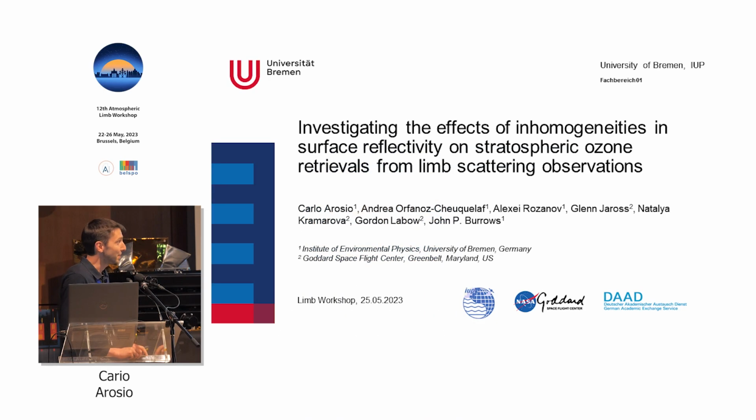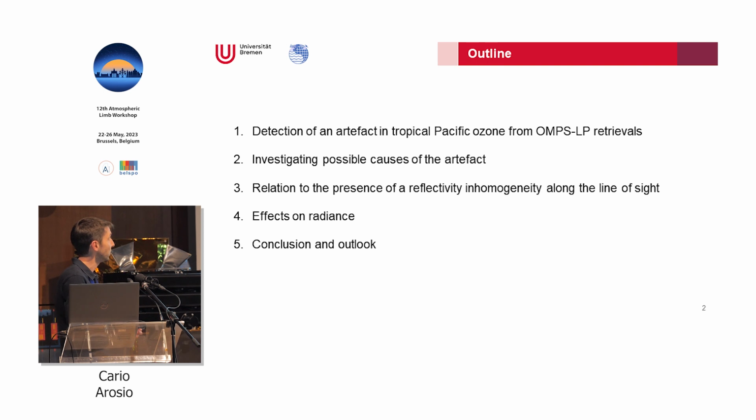I'm going to present an artifact in ozone profiles retrieved from limb scattering observations, which is related to inhomogeneities in surface reflectivity. I want to thank my co-authors, and I'm going to introduce this artifact using mostly OMPS limb profiler observations, and which is located in the tropical Pacific.